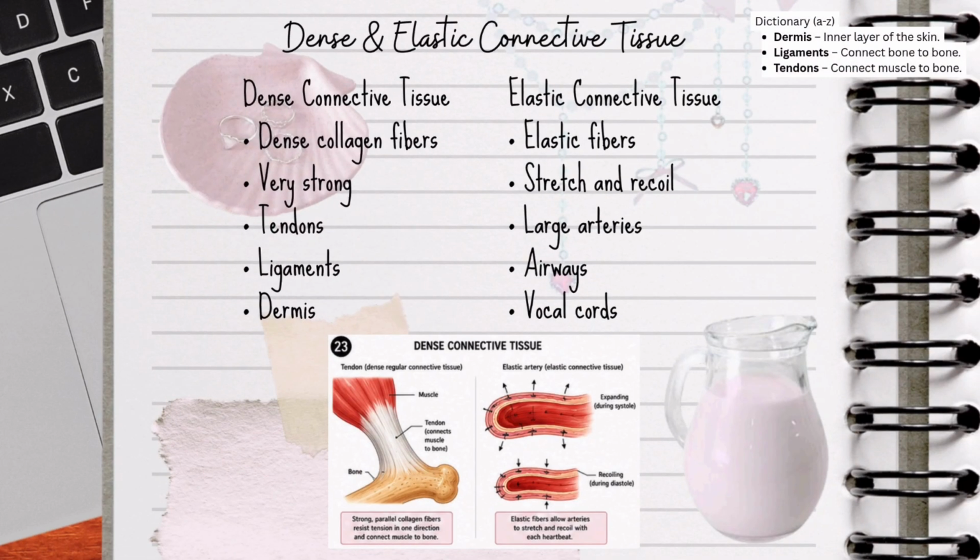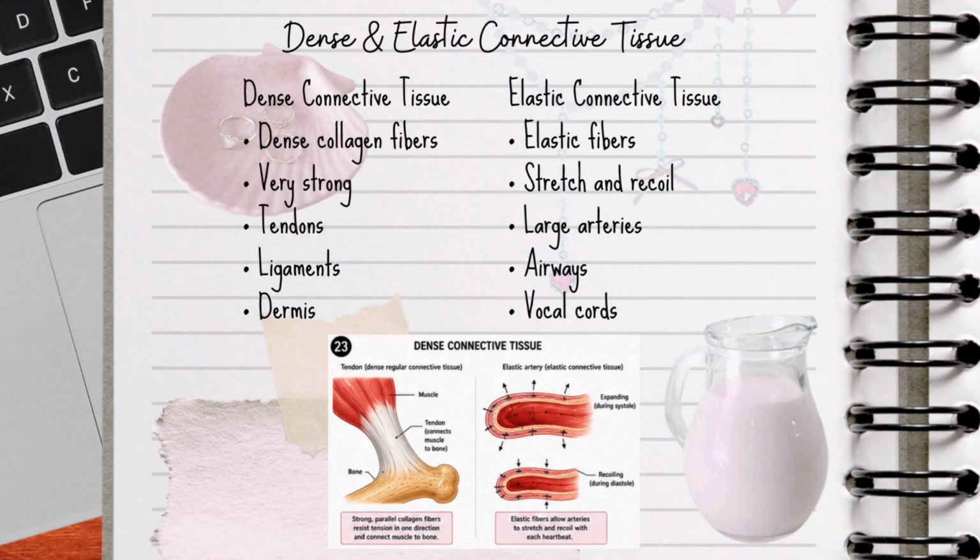Some parts of the body require much greater strength than loose connective tissue can provide. This is where dense connective tissue becomes essential. Dense connective tissue contains tightly packed collagen fibers, making it highly resistant to pulling forces. You'll find it in tendons, which connect muscle to bones, ligaments, which connect bones to one another, and the dermis, the deeper layer of the skin.